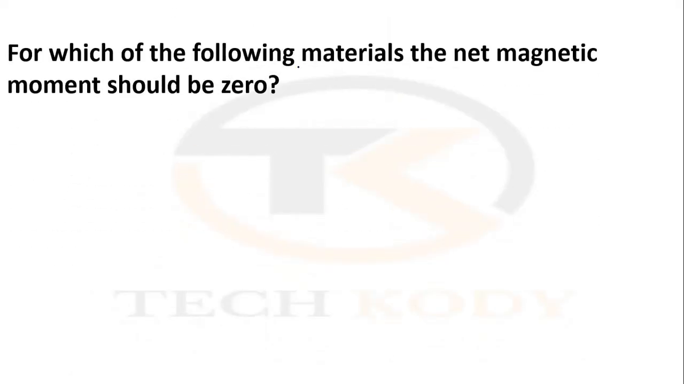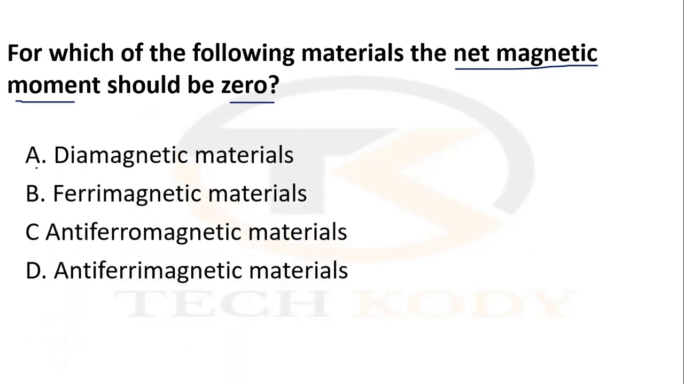In which of the following materials should the net magnetic moment be zero? The options given are diamagnetic materials, ferromagnetic materials, antiferromagnetic materials. You can see that the net magnetic moment should be zero in antiferromagnetic materials.